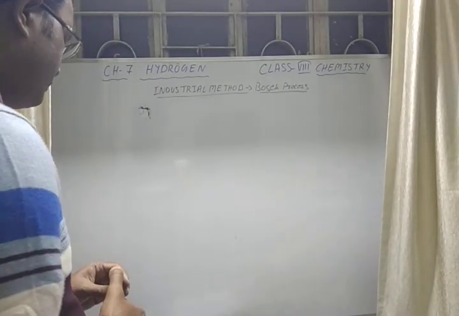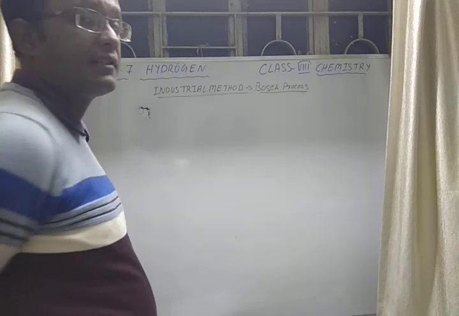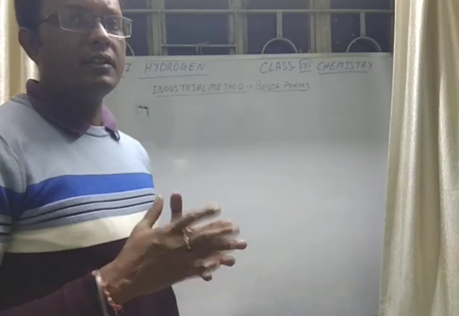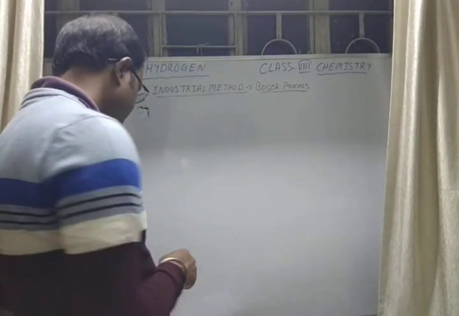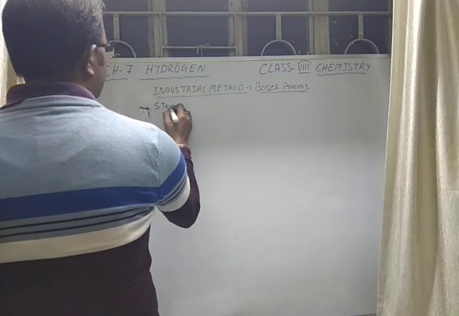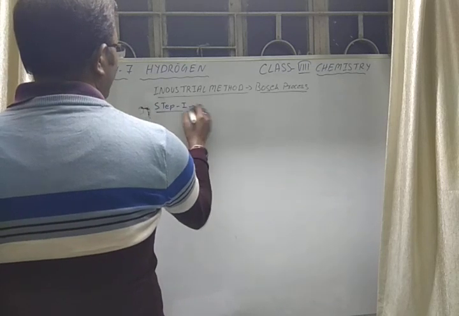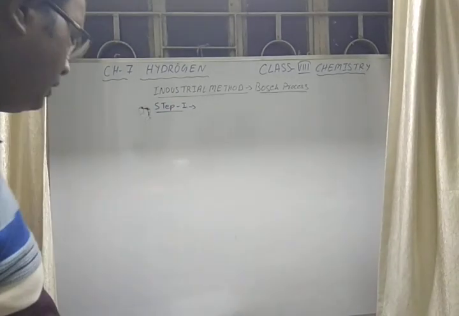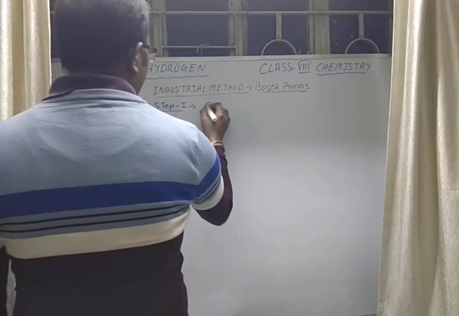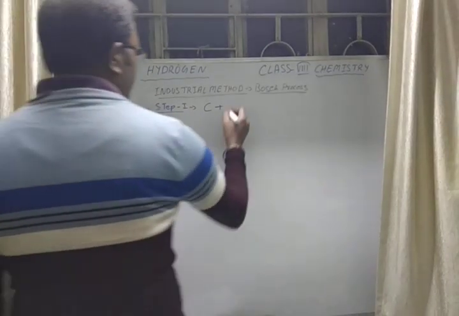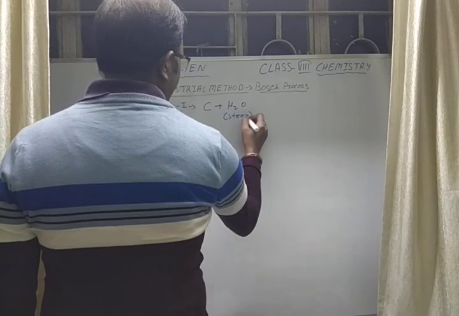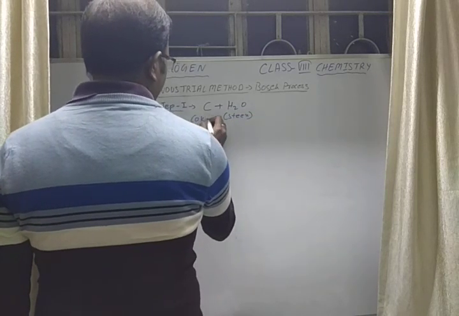So in this process, the main steps we have to follow can be discussed in 3 steps. So first step for this process, step 1, we can write here. In step 1, first of all, the red hot coke reacts with hot water, that is steam. We call it as steam and it is coke.